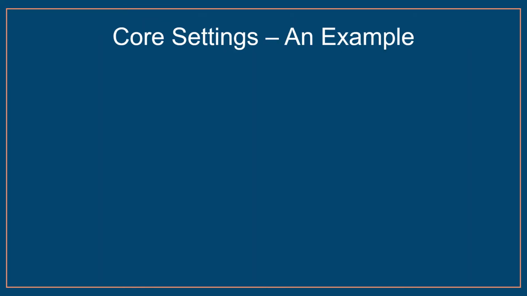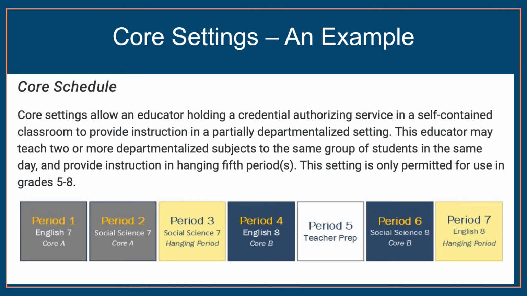Course settings, an example. Here is an example of what a course setting looks like in a schedule when planned appropriately. Course settings allow an educator holding a credential authorizing service in a self-contained classroom to provide instruction in a partially departmentalized setting. This educator may teach 2 or more departmentalized subjects to the same group of students in the same day and provide instruction in hanging fifth periods. This setting is only permitted for use in grades 5 through 8. Please refer to the CTC's Administrator Assignment Manual for more information on course settings.